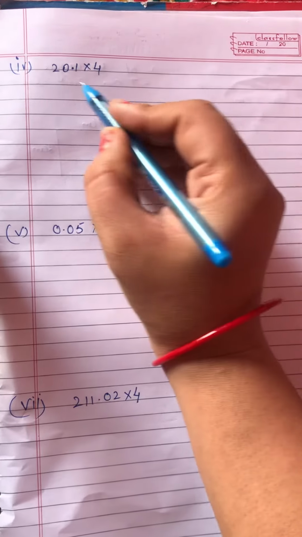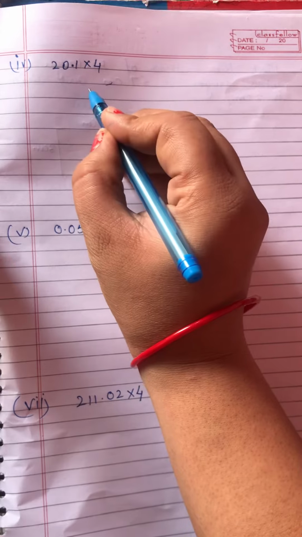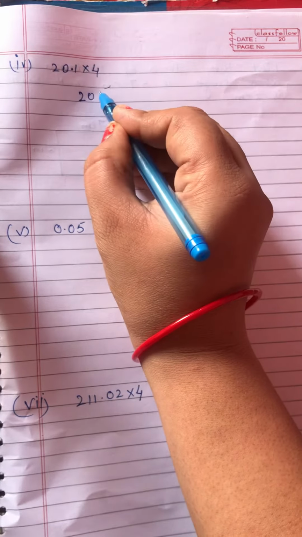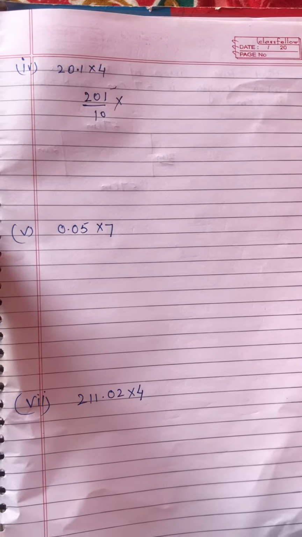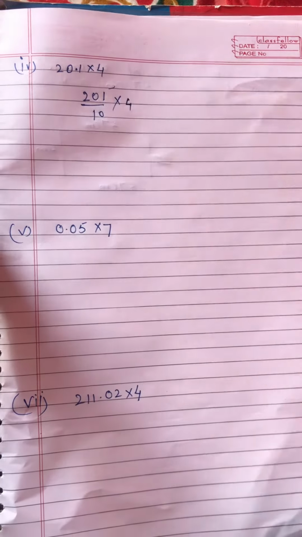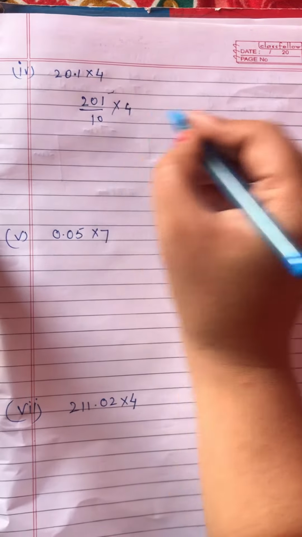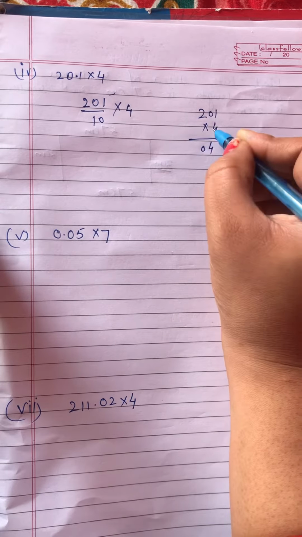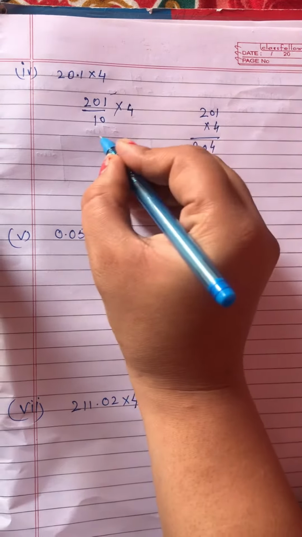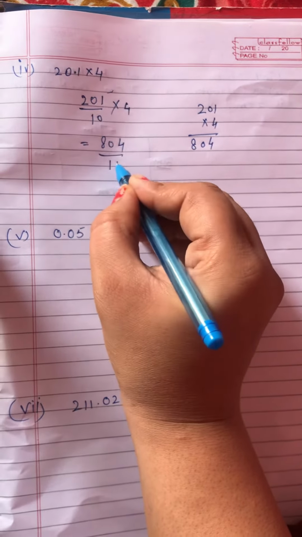Coming to fourth part, 20.1 multiply 4. 20.1, convert it into fractions and multiply by 4. So multiply 201 by 4: 4 ones are 4, and 4 twos are 8. Answer is 804 here, divided by 10.